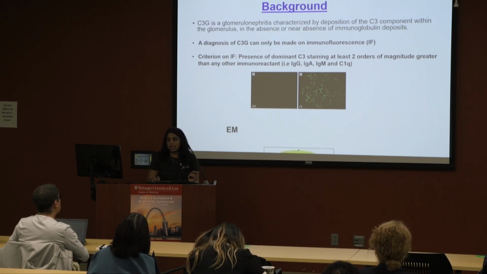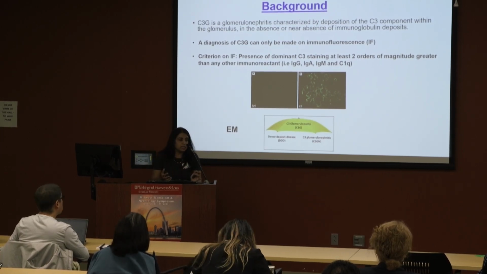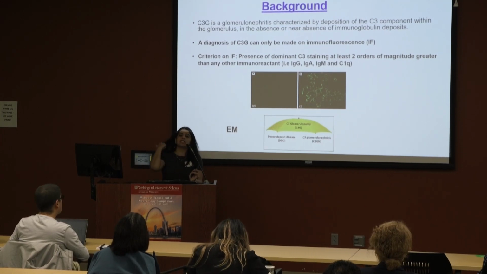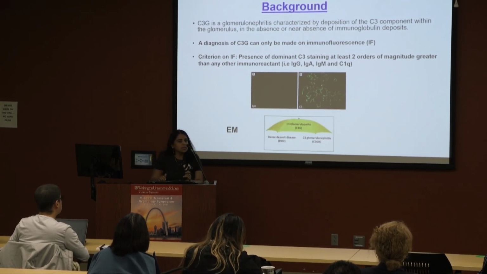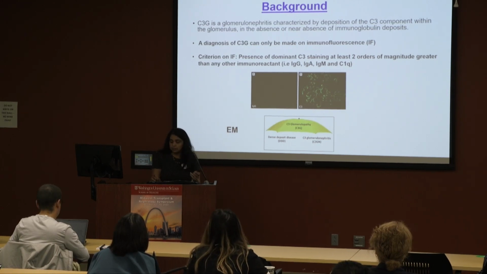Importantly, C3G is actually then subdivided into 2 types, which is dense deposit disease and C3GN, and this is based on electron microscopy and looks at the type and the location of deposits. Making this distinction is important because dense deposit disease in general is thought to have a higher recurrence and a faster allograft loss rate after transplant.